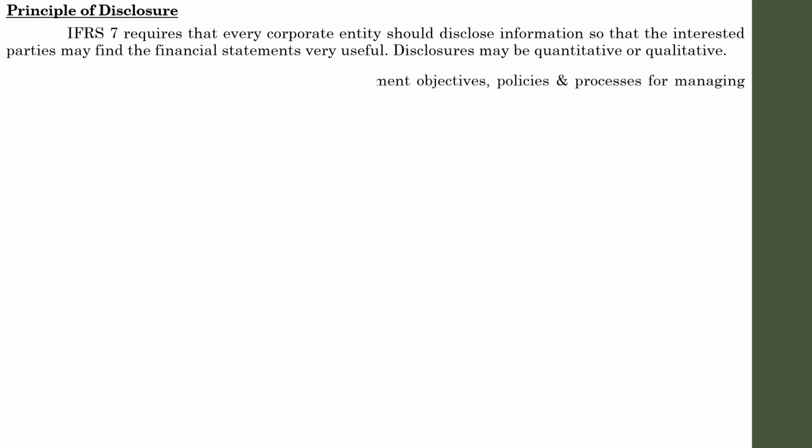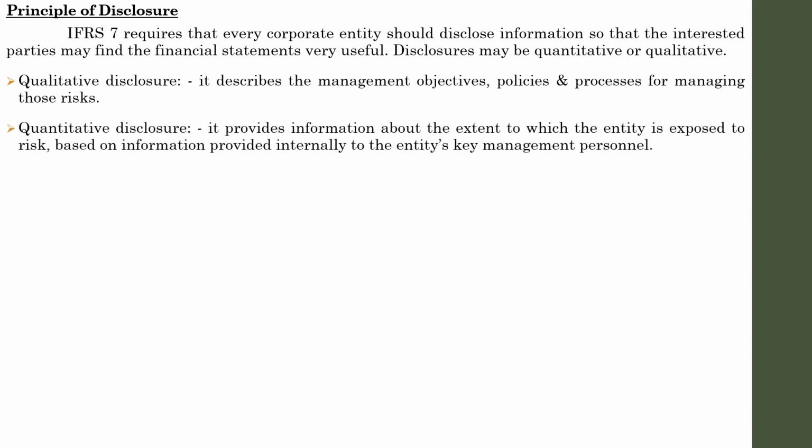So first of all, qualitative disclosures describe the management's objectives, policies and processes for managing those risks. How these risks are managed is mentioned in the qualitative disclosures. Whereas the quantitative disclosures provide information about the extent to which the entity is exposed to risk, based on information provided internally to the entity's key management personnel. Together, these disclosures provide an overview of the entity's use of financial instruments and the exposures to risk they create.